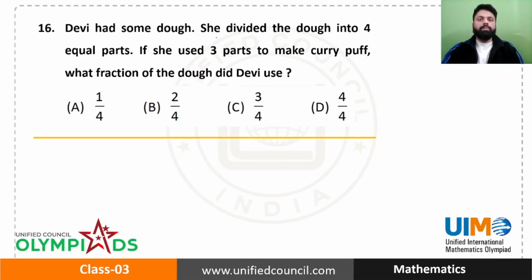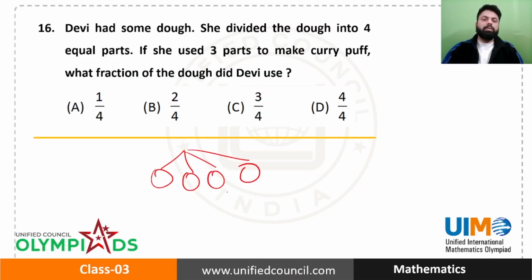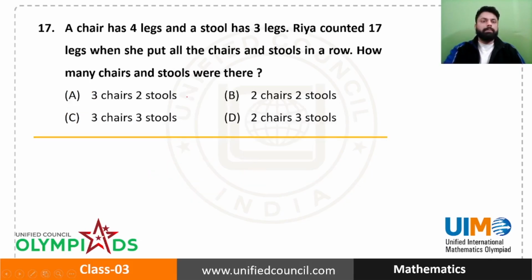Devi had some dough. She divided the dough into 4 equal parts. 1, 2, 3, 4. If she used 3 parts to make curry puff, what fraction of dough did Devi use? So she used 3 out of 4. So 3 by 4, that means C option is the correct answer.